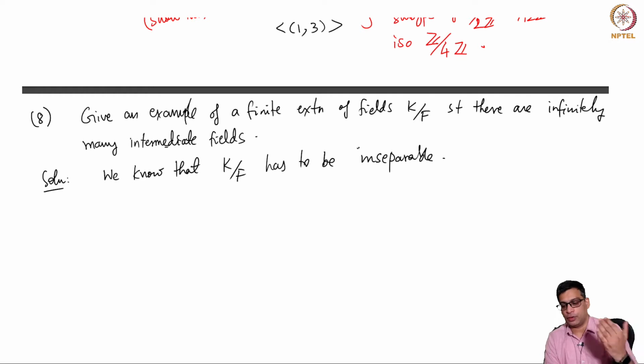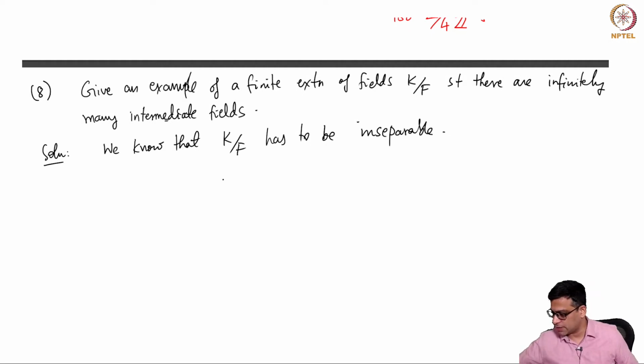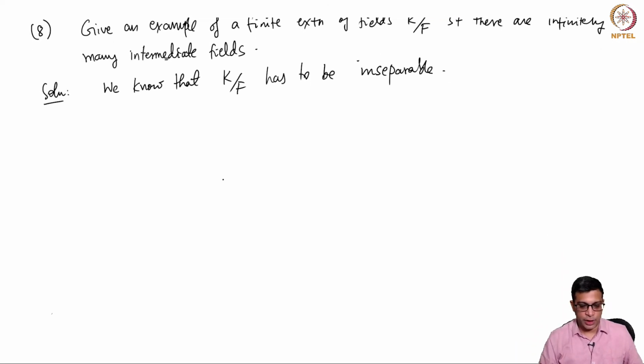So immediately we have to go to characteristic prime. Not only that, we have to go to infinite fields of characteristic prime, because finite fields are perfect, so any extension is separable. So I'll give you the example that works, and I'll explain how we prove this statement.